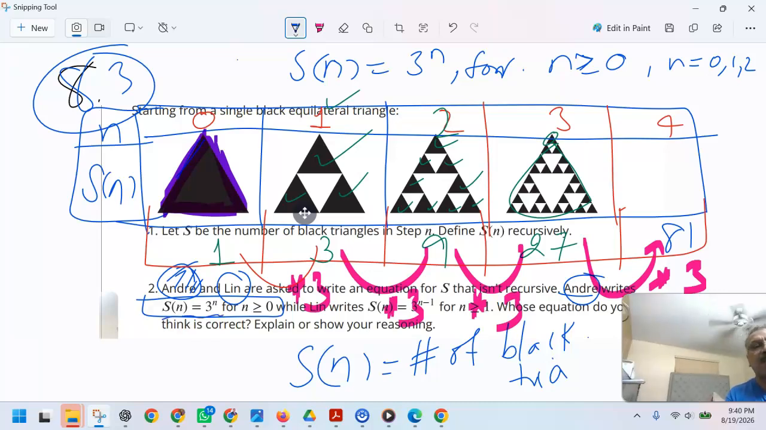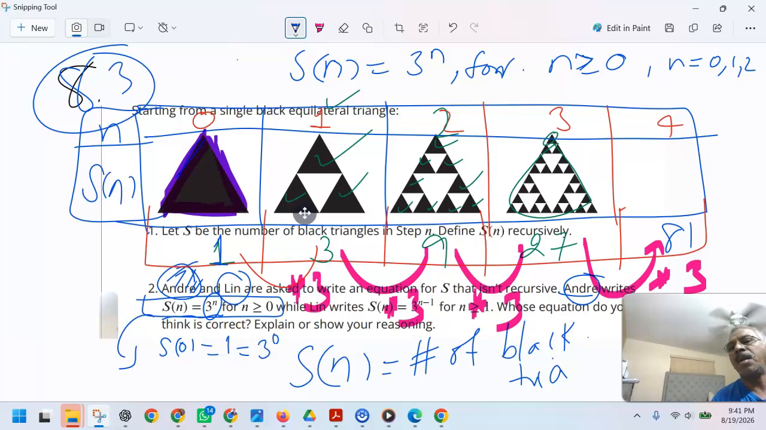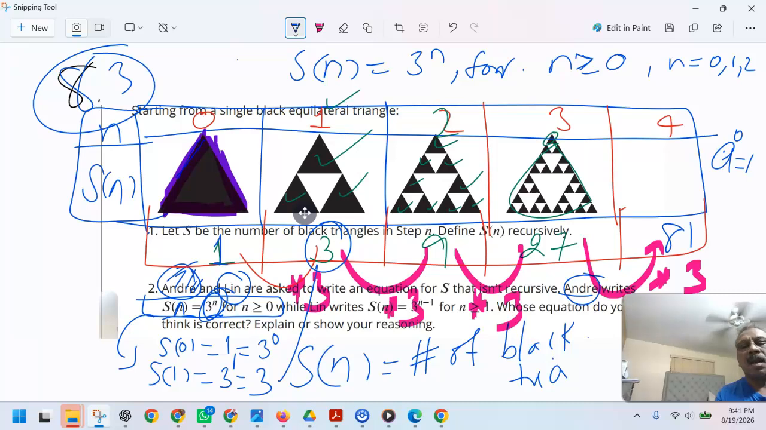So what he wrote here is in the beginning, s of 0. S0 actually is just a 1 here, which is 1. But even though he wrote this, it means 3 raised to 0. And any number raised to 0 is always 1. So that's correct. S of 1, if I replace n with 1, of course you have 3 here, right? If I use this formula, it is 3 raised to 1, which is 3. So it works, see?